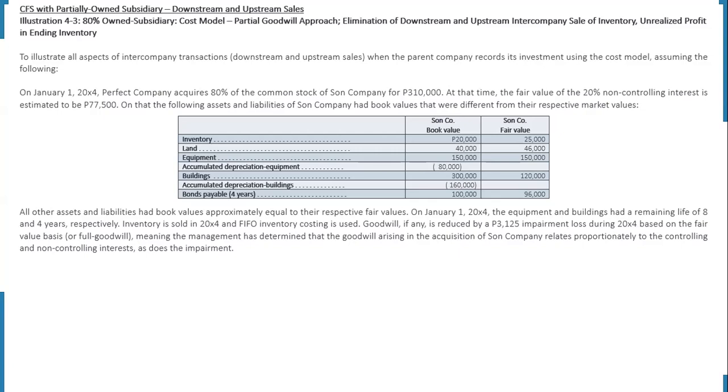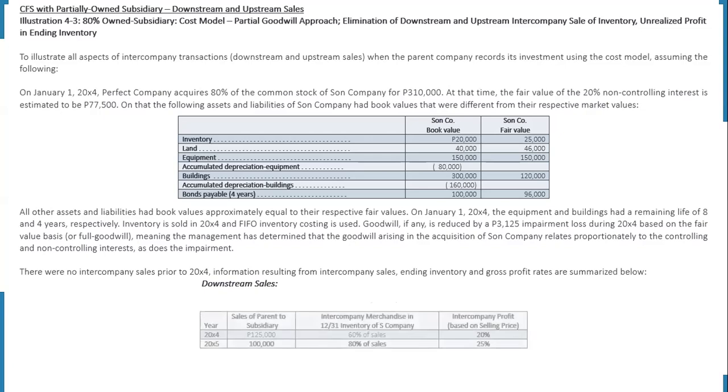The 3,125 impairment loss occurred during 20x4, based on the fair value basis for full goodwill, meaning the management determined that the goodwill arising in this acquisition of the Sun Company relates proportionately to the controlling and non-controlling interest, as does the impairment.